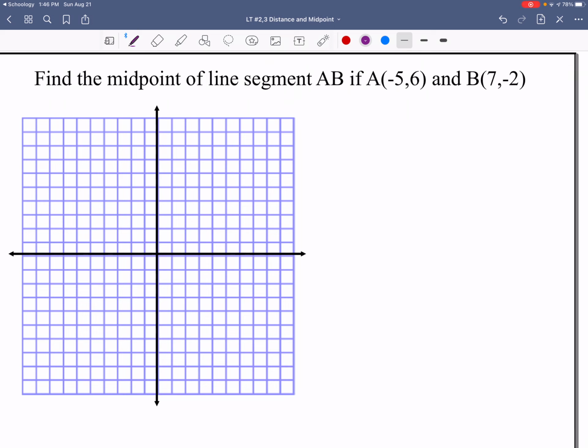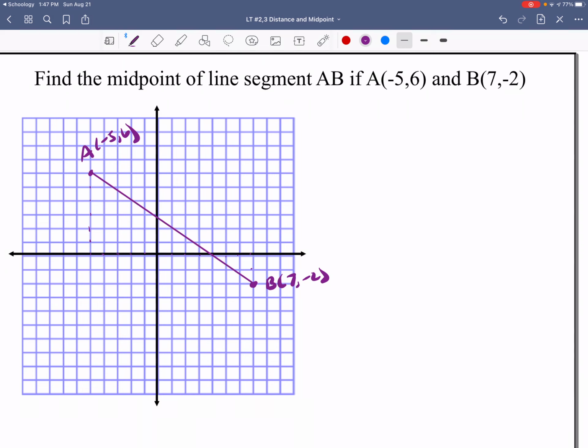A is at negative 5, 6. And let's plot that. B is at 7, negative 2. Plot that. And we are going to find the midpoint.